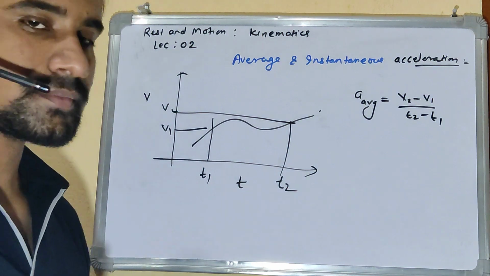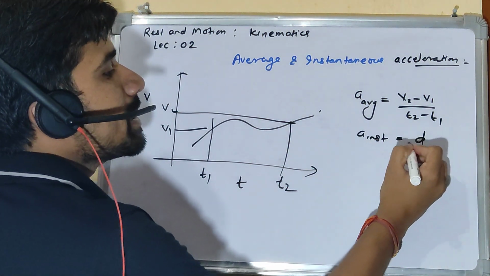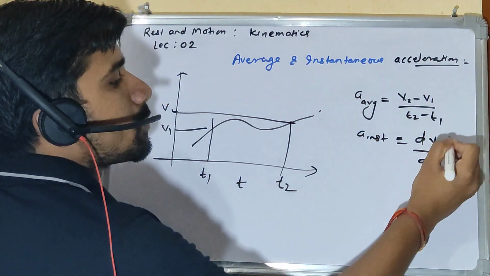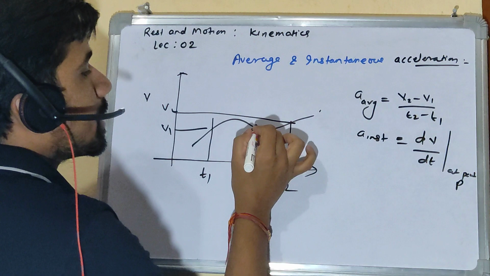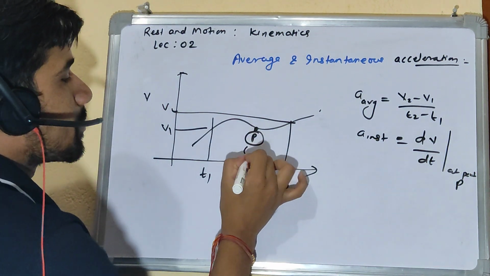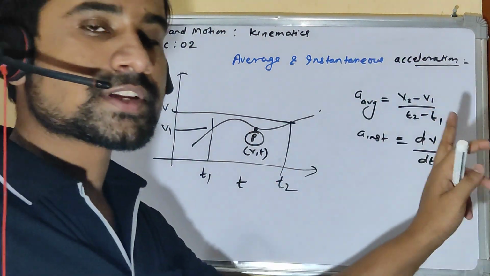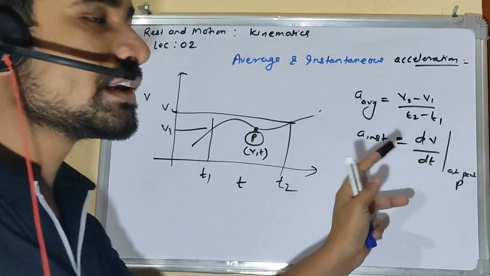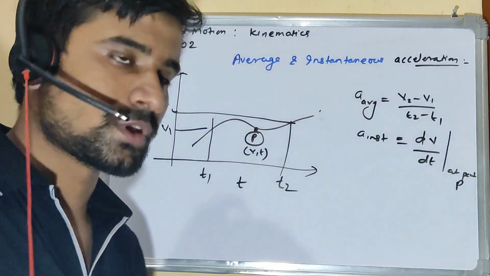Clear? What about instantaneous? Instantaneous acceleration at any point will be given by the rate of change of velocity with respect to time at a given point. Let's say at point p on the curve. This p will have some coordinate, v and t coordinate. So at this particular point, if I differentiate velocity with respect to time and place this value, what I will get is the instantaneous acceleration at that point, right? Okay.